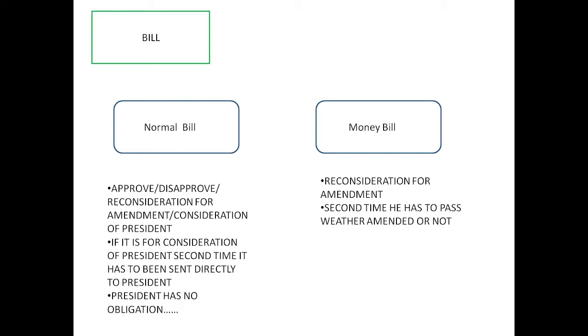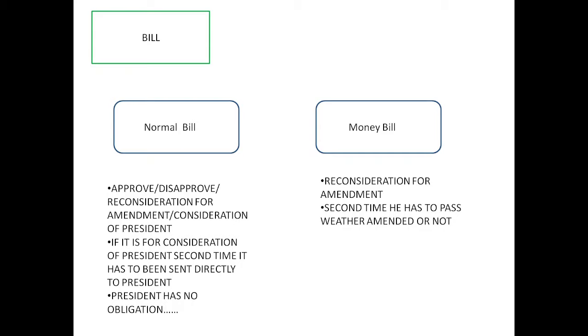So, in the case of a normal bill, the governor can approve, disapprove, give it for reconsideration for amendment, or give it for the consideration of the president. When it goes to the president, the president can also approve, disapprove, or withhold. Or when it is returned for reconsideration, the next time the bill has to be sent directly to the president, not to the governor, right? So the president has no obligation. He can't be questioned whether he approves, disapproves or holds that bill. No one can question that, right?